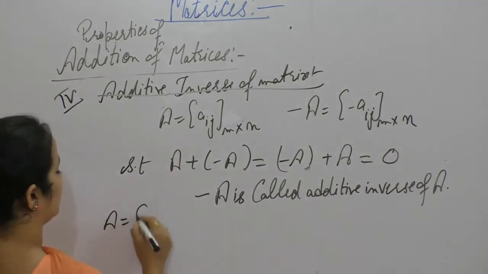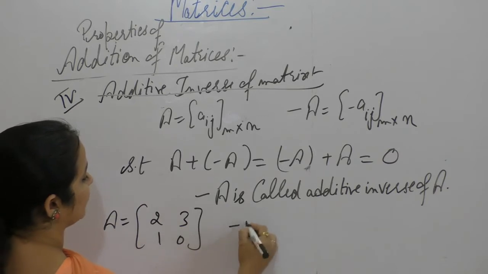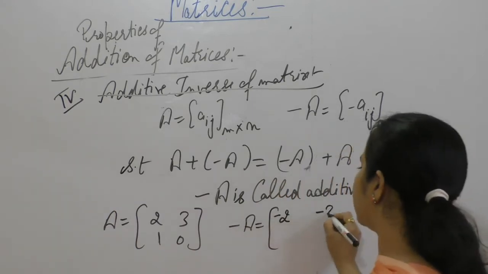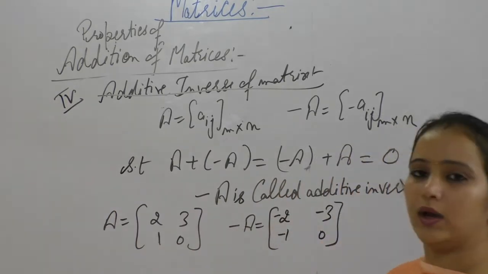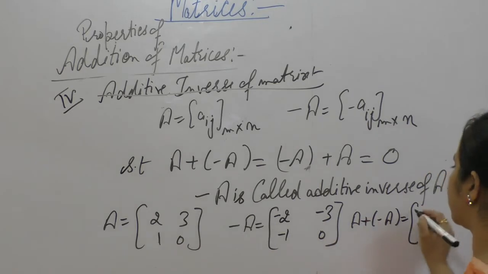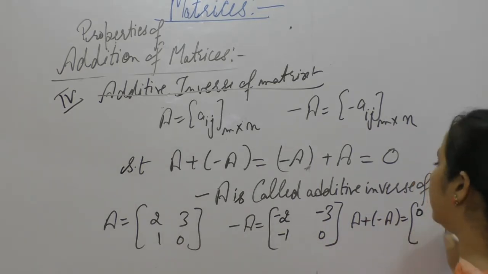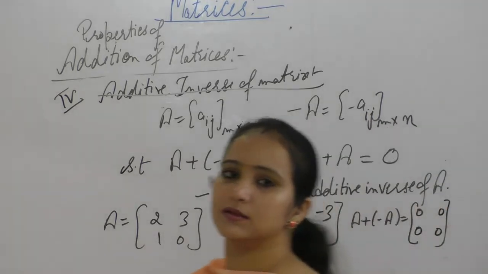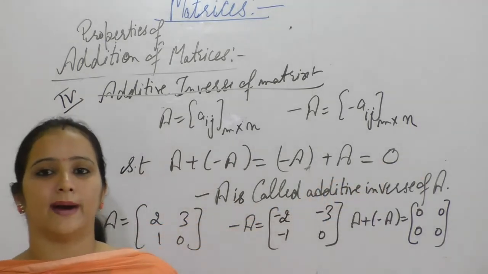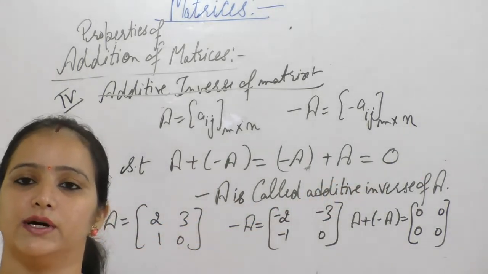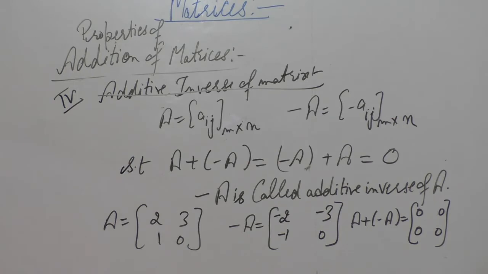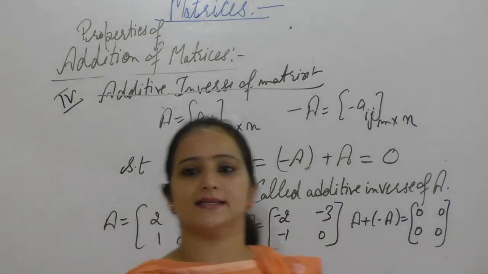Let A be [2, 3; 1, 0]. Then minus A, multiplied by the negative sign, is [minus 2, minus 3; minus 1, 0]. Now A plus minus A: add all the terms, 2 minus 2 is 0, 3 minus 3 is 0, 1 minus 1 is 0, and 0 plus 0 is 0. So A plus minus A is 0. Therefore minus A is called the additive inverse of matrix A under addition. So these are the properties of matrices under addition.